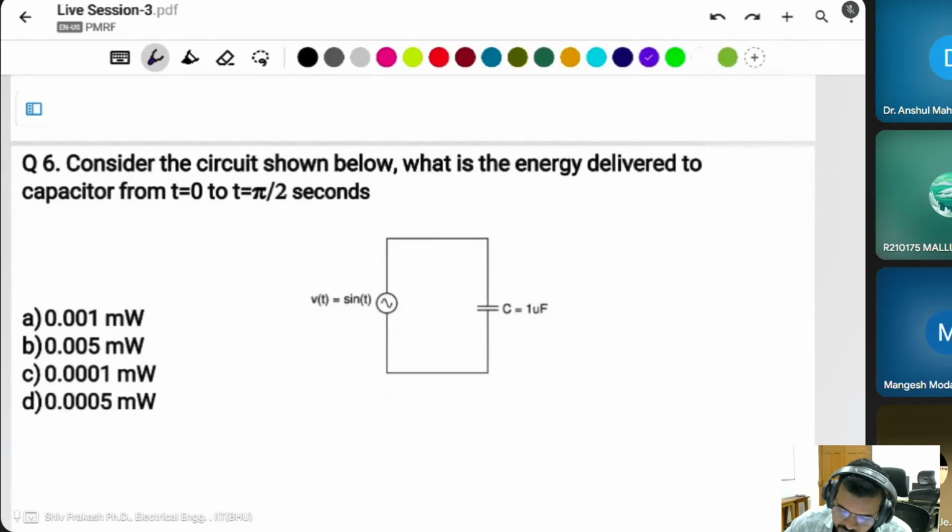Consider the circuit shown below. What is the energy delivered to the capacitor from 0 to pi by 2 seconds? There is a single capacitor supplied by the AC source.